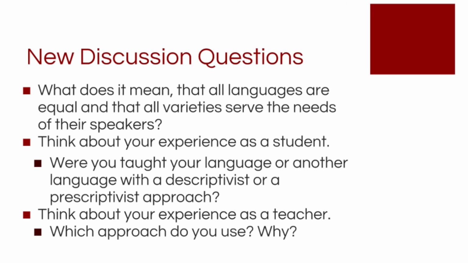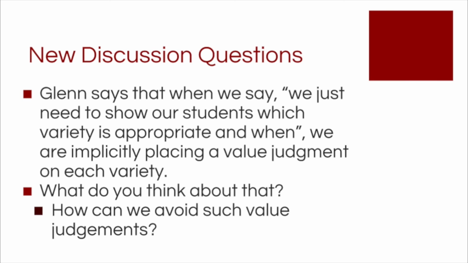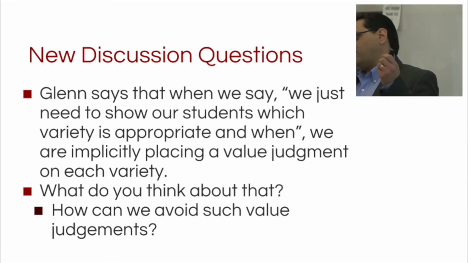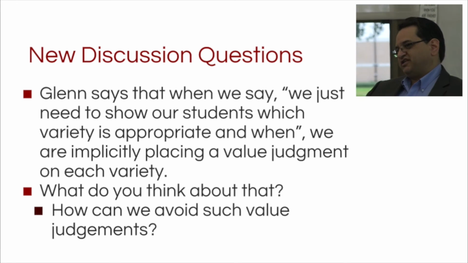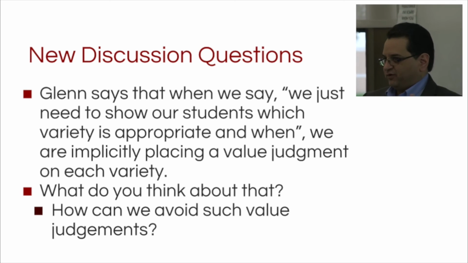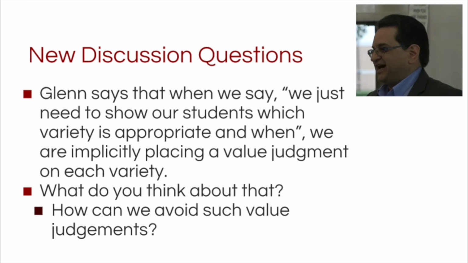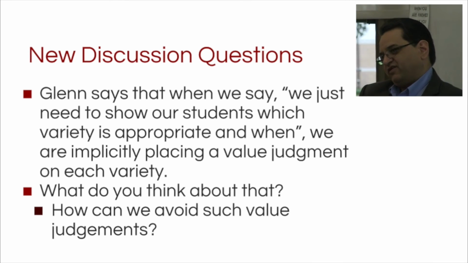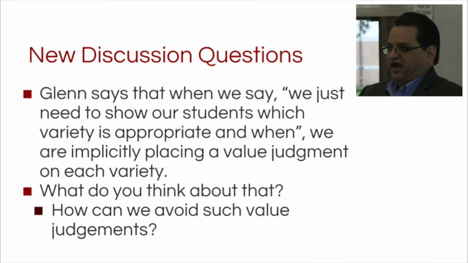Why? Glenn says that when we say, we just need to show our students which variety is appropriate and when, we are implicitly placing a value judgment on each variety. What do you think about that? How can we avoid such value judgments? There are options that say, well, all we need to do is show students that one's appropriate and one's not. Well, when you say one variety is not appropriate, then you are implicitly putting a value judgment on everywhere that student has used that form, right?